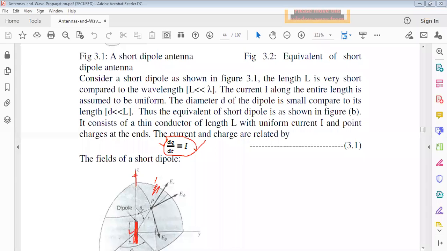If the length and diameter are the same, it just looks like one plate. That is the problem. That's why here the diameter of that dipole is very, very small compared to its length.